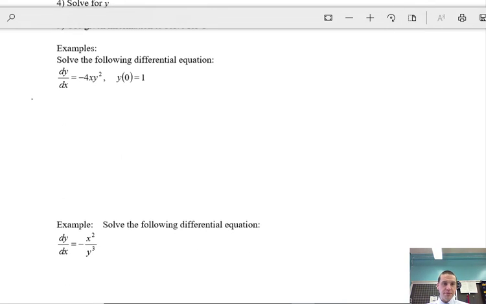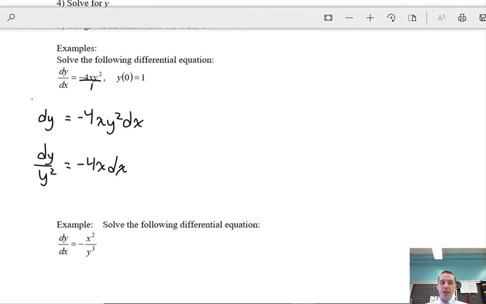So the first step is make sure we get the variables correct. So we'll put that over 1, and we're going to get dy equals negative 4xy squared, and we'll notice dx at the end there. We'll notice that the dy is here, so we have to get the y squared over. So we'll get dy over y squared, I divided it, equals negative 4x dx. So there's step 1. The next thing that we're going to do is integrate.